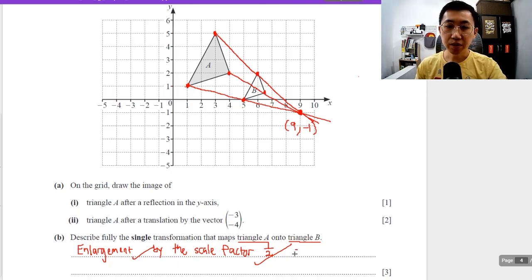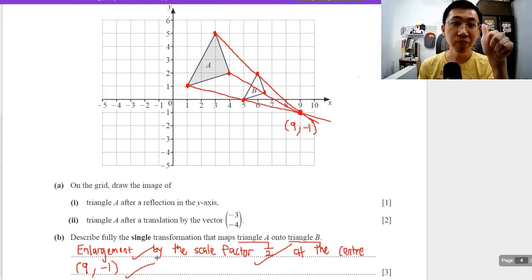Now we write the proper sentence at the center over here, 9, -1. Okay, so 3 marks is enlargement, 1 mark your scale factor half, and your center of enlargement, which is 9, -1.